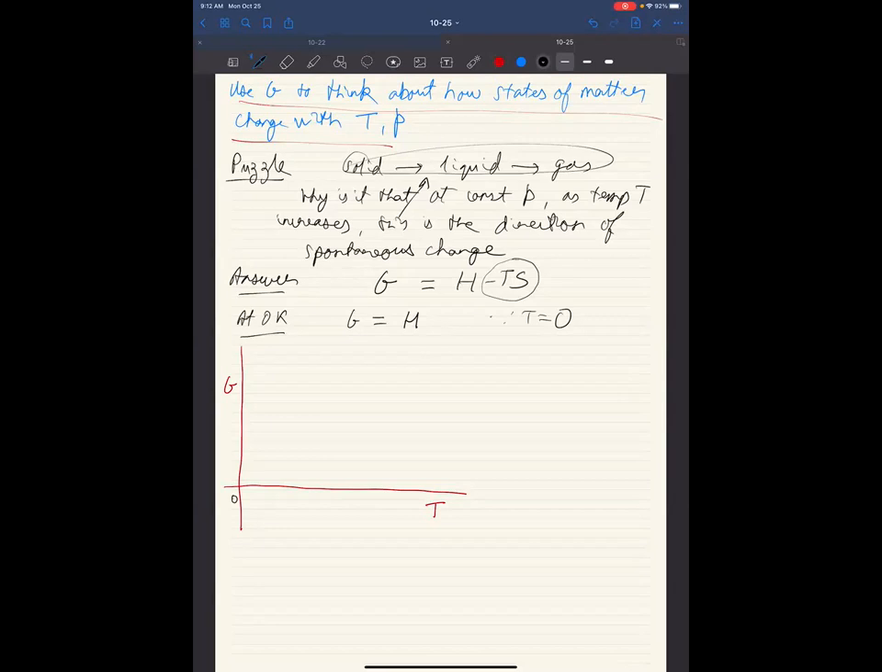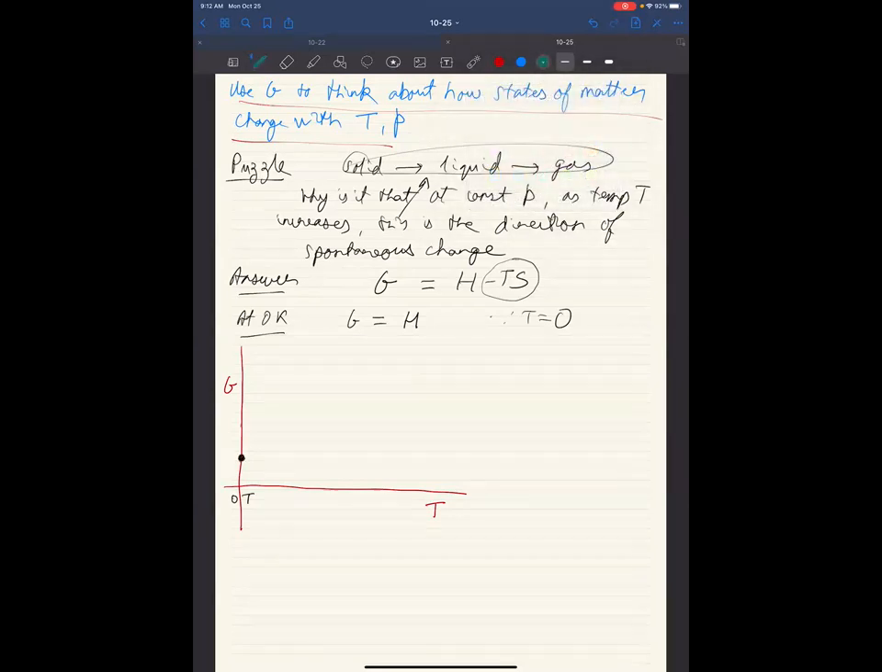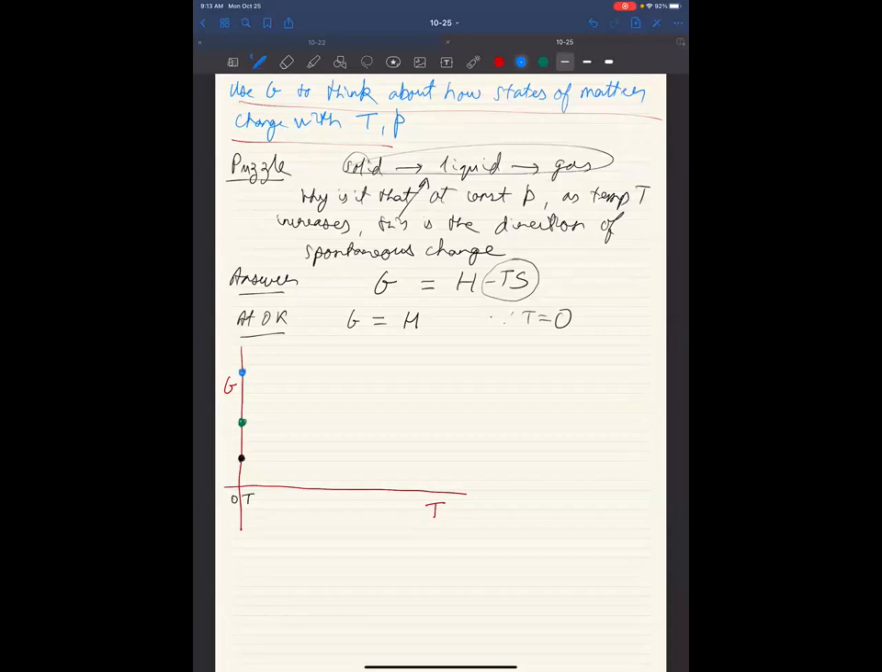So in order to make this plot, let's start at the very beginning. At 0 temperature, let's say one of them is solid, and let's say one of them is liquid, and let's say one of them is gas. So I have black, green, and blue. Which one should be solid? Which of these should have the lowest Gibbs free energy at 0 Kelvin, at 0 temperature? Go ahead.